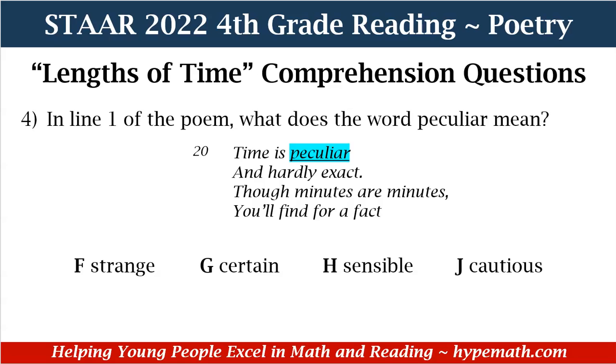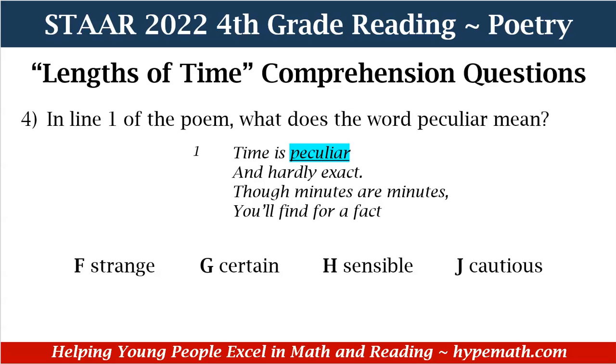Number 4, in line 1 of the poem, what does the word peculiar mean? And Miss Jackson messed up, so let me put, it's not line 20, it's line 1. All right, time is peculiar and hardly exact. Though minutes are minutes, you'll find for a fact. Okay, is it F, strange, G, certain, H, sensible, J, cautious?